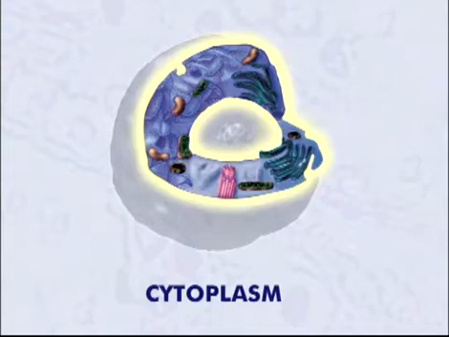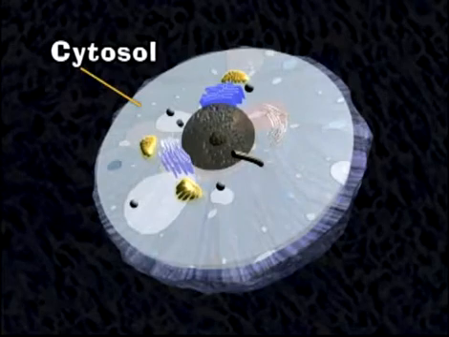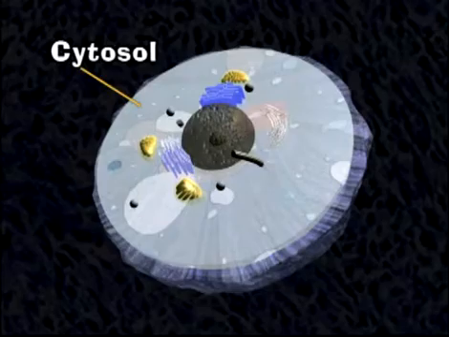Now, let's look at the organelles inside the cell membrane. The cytoplasm includes everything inside the cell membrane except the nucleus. Also part of the cytoplasm is the cytosol, a gel-like fluid made up of mostly water, proteins, and some chemicals.